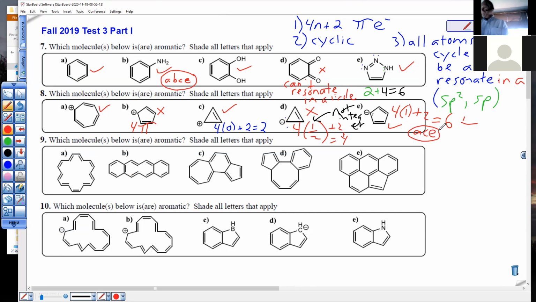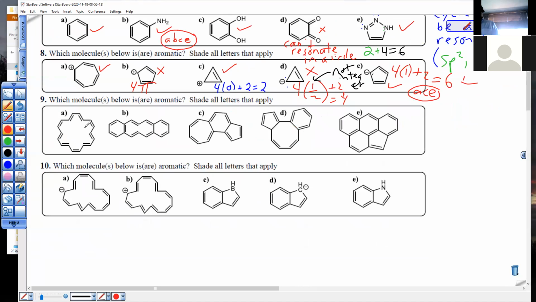A, C, E. And now we have this guy, which is one of those, what do you call those? I'm trying to remember myself. Large ring aromatics are called annulenes. And this one, you want to know its name? Sure you do. 2, 4, 6, 8, 10, 12, 14, 16, 18 annulene.